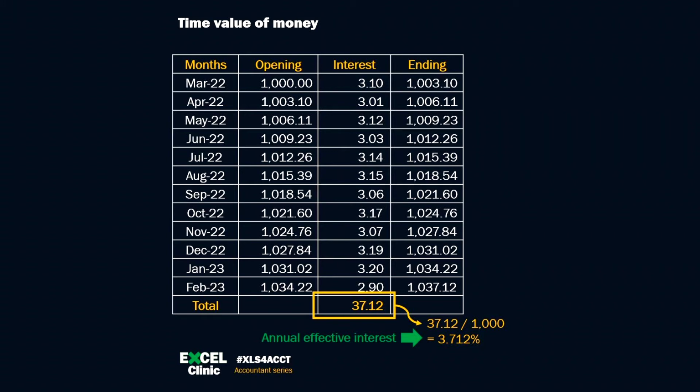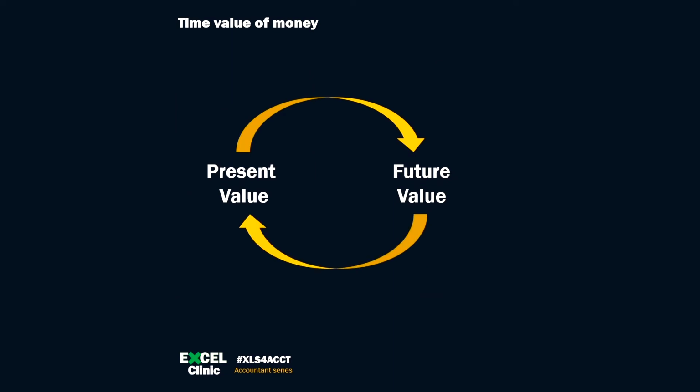The present value at the inception of the fixed deposit is 1,000, and the future value at maturity is $1,037.12. To convert from present value to future value, you multiply by 1 plus the interest rate to the power of n. N is the number of periods. To convert the future value to present value, you need to do division.